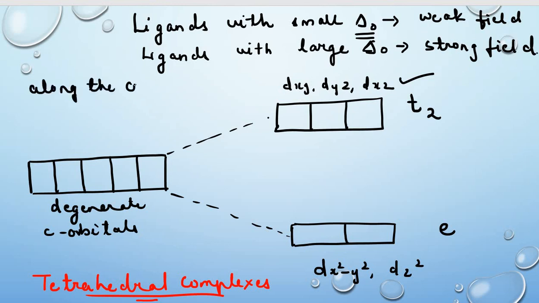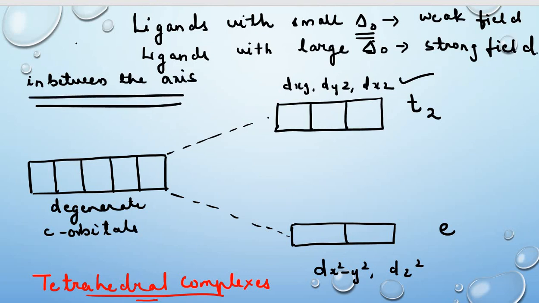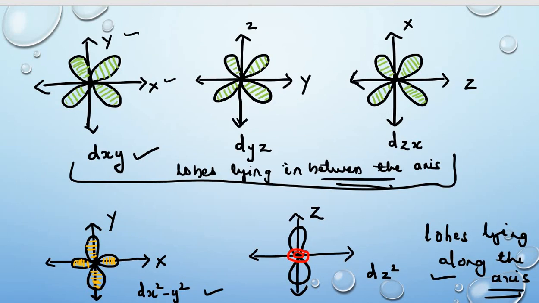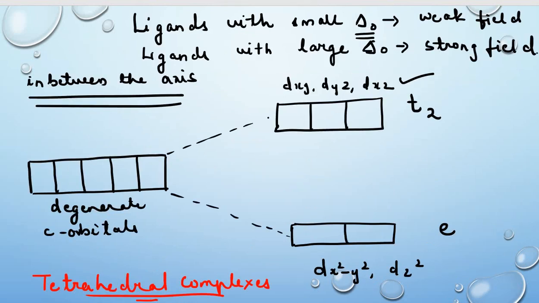In the case of an octahedral complex, the ligands will be approaching along the axis. In the case of a tetrahedral complex, the ligands will be approaching in between the axis, whereas in the case of an octahedral complex, the ligands were approaching along the axis. So here, since the ligands were approaching in between the axis, we have seen that the lobes lying in between the axis are what? These three, and thus they will be raised in energy.